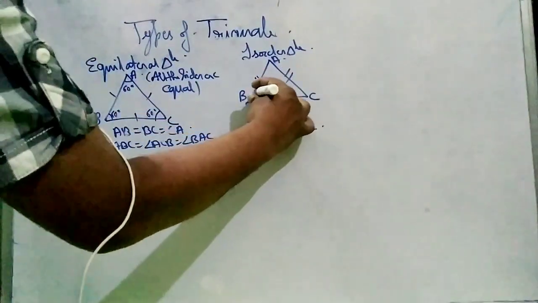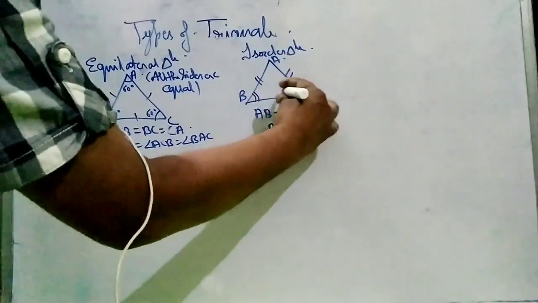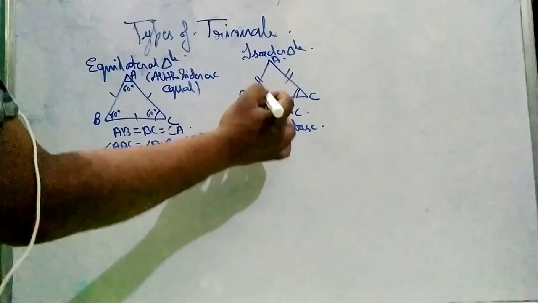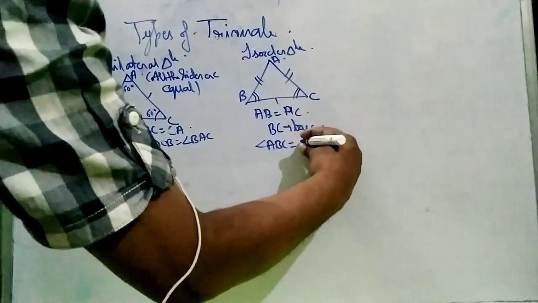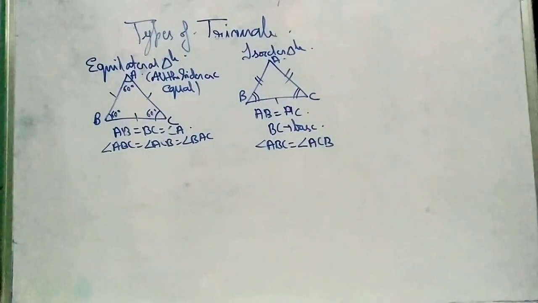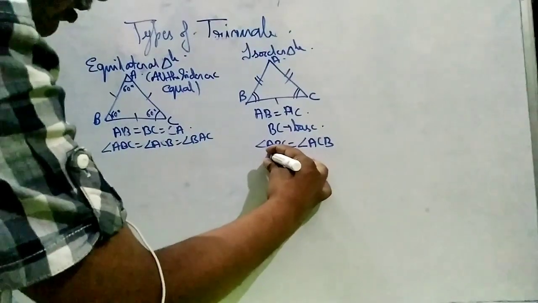that the angle opposite to the equal sides are also equal, means this angle and this angle, angle opposite to the equal side. So, the angle opposite to AC is angle ABC. So, angle ABC is also equal to angle ACB because the side opposite to them are equal. Is this clear?